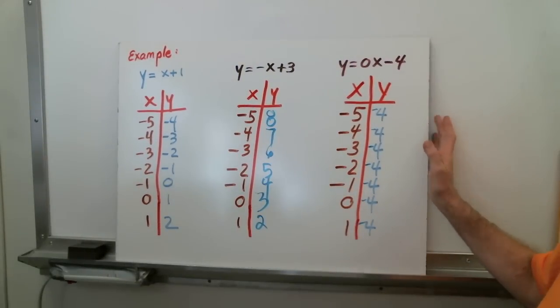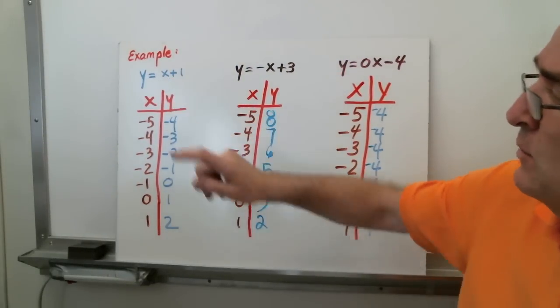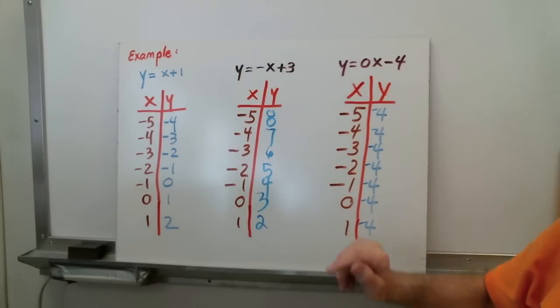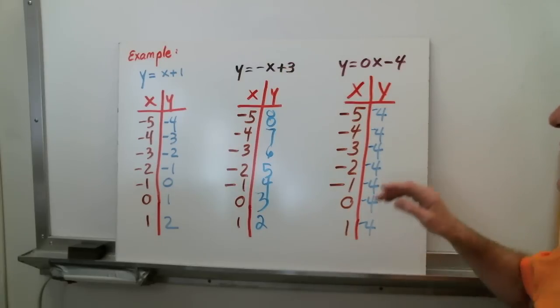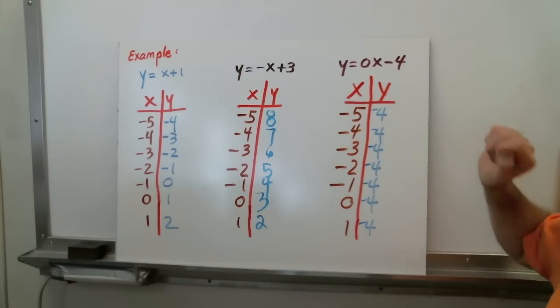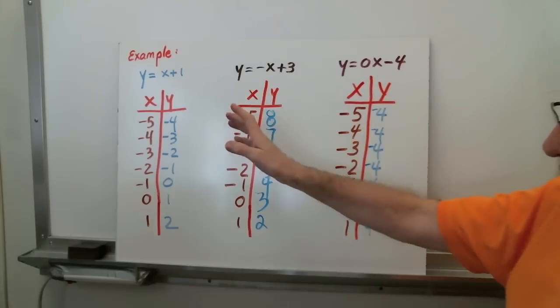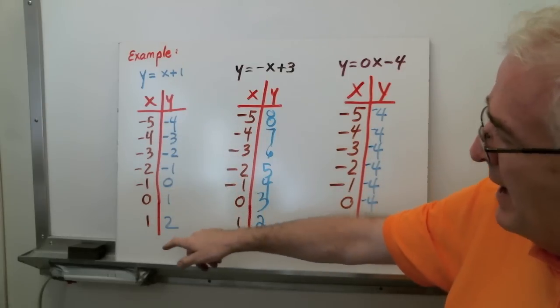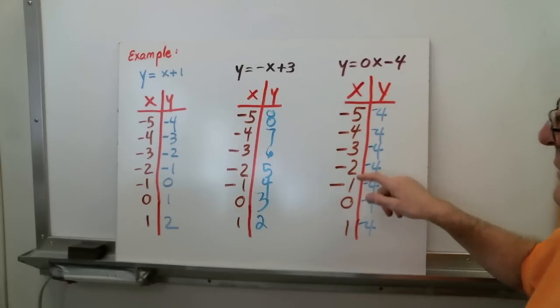We're going to take a look at three equations. The first equation is y equals x plus 1. The second one is y equals the negative of x plus 3. And the third one is y equals 0 times x minus 4. So let's take a look at our first one. We're going to substitute all the same x values in each one of our equations.